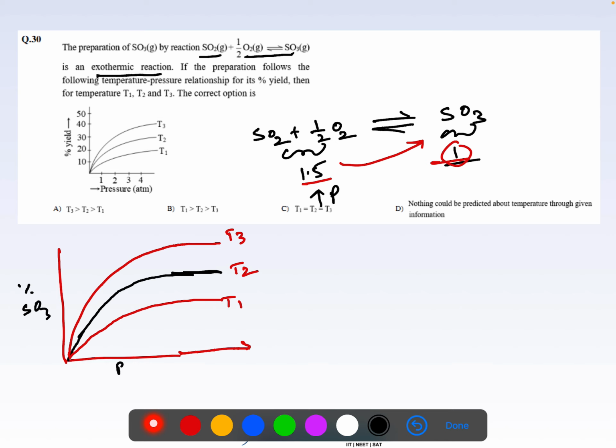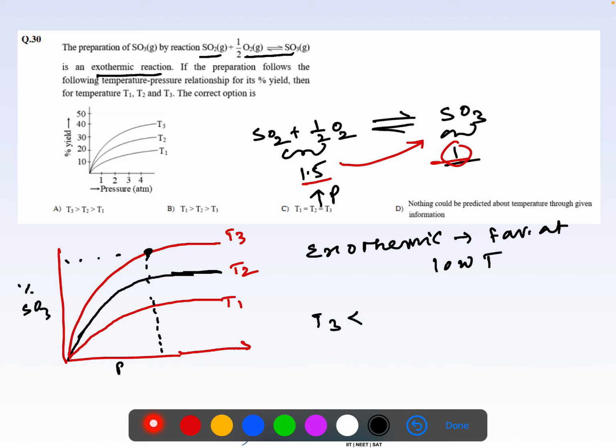For exothermic reactions, they are favored at low temperatures. Therefore, at a given pressure, if you compare, T3 is giving more product compared to T2 and T1. Therefore, T3 must be lower than T2, which must be lower than T1. So the correct option will be B.